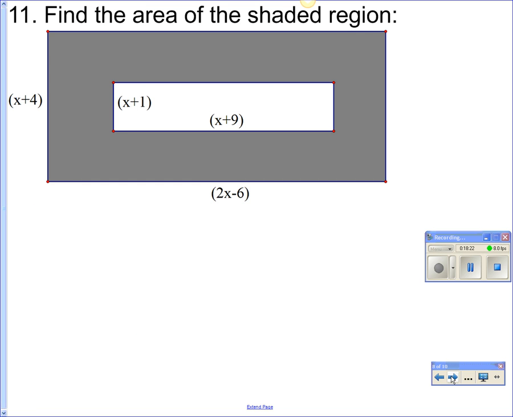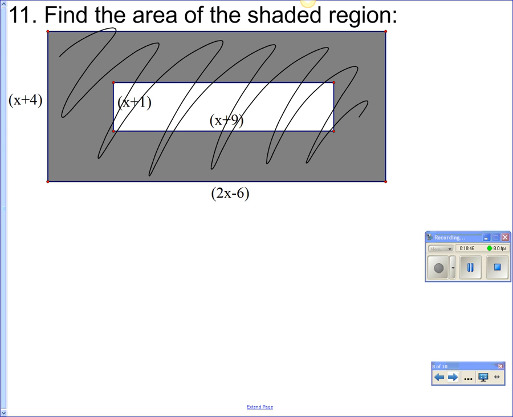All right. Number 11, find the area of the shaded region. Okay? All right, so I got a big box and I have a little box. Okay. Let's say, for instance, don't write anything down yet. Let's say this was all shaded. That would be what? The area of the big box, right? If this was all shaded, all you'd have to find is the area of the big box.